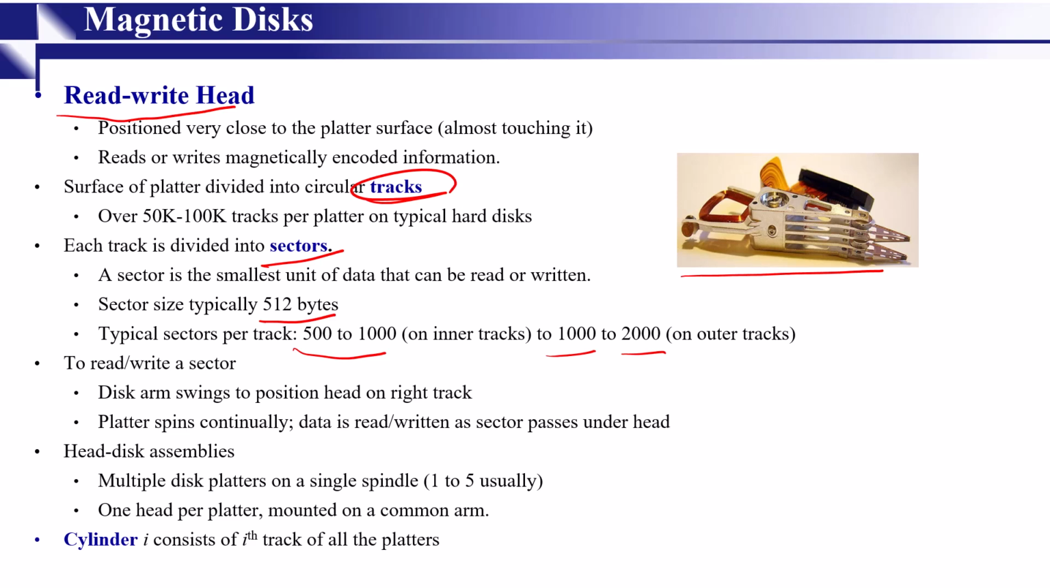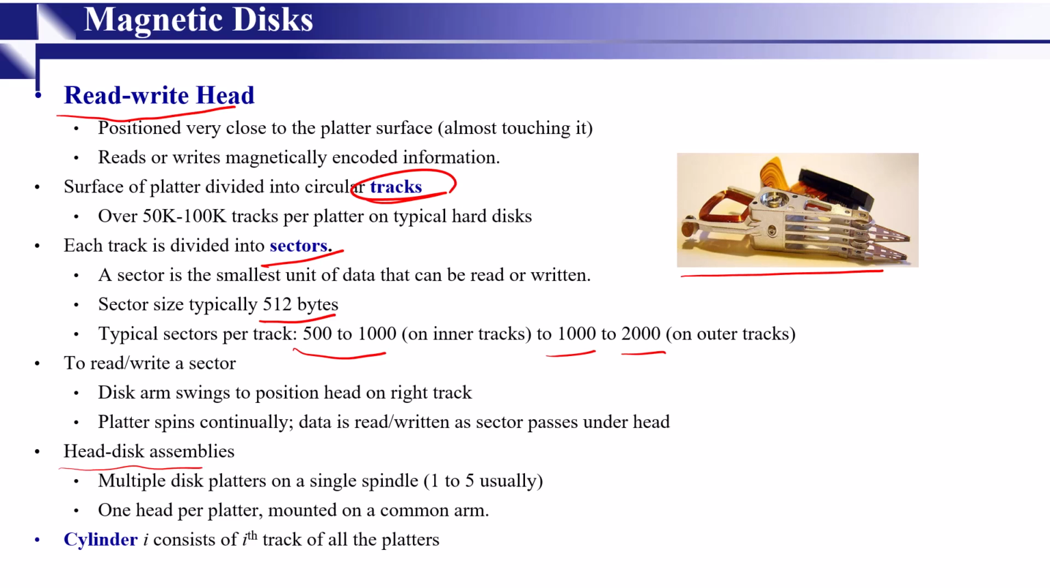Now let's look at how a sector is read or written. The disk arm moves to position the read-write head over the correct track, while the platter spins continuously. As the sector passes under the head, data is either read from or written to the disk.